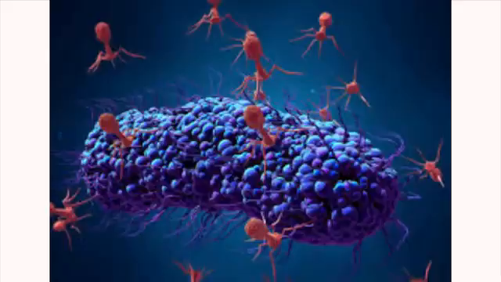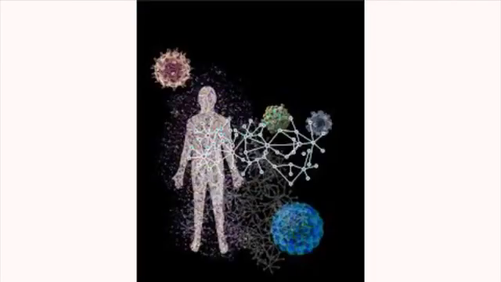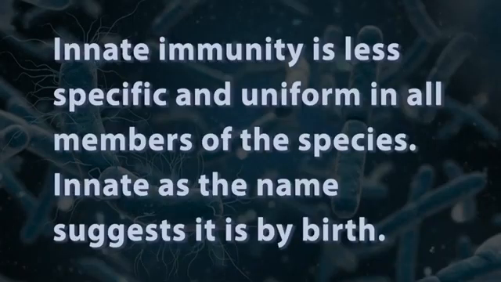Introduction. Many dangerous microorganisms will attack our body like bacteria and viruses. They enter our body and damage the tissue. Our immune system plays a significant role in protecting our body against those pathogens. Innate immunity is less specific and uniform in all members of the species.